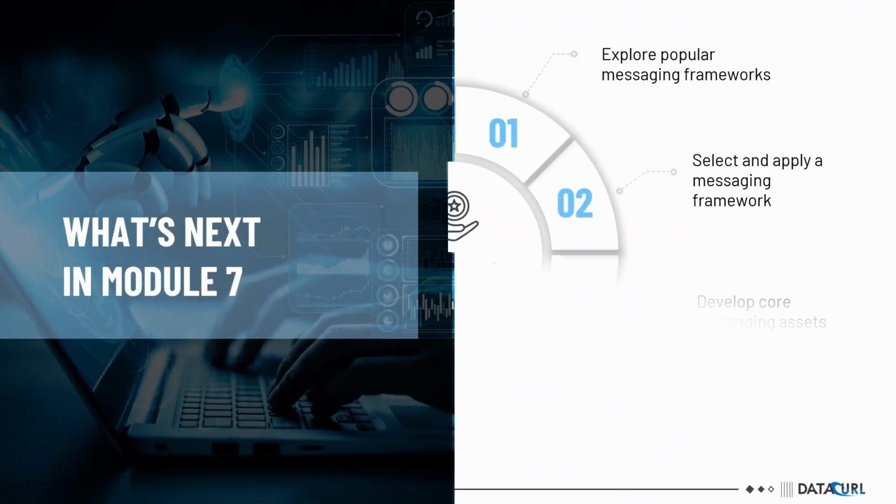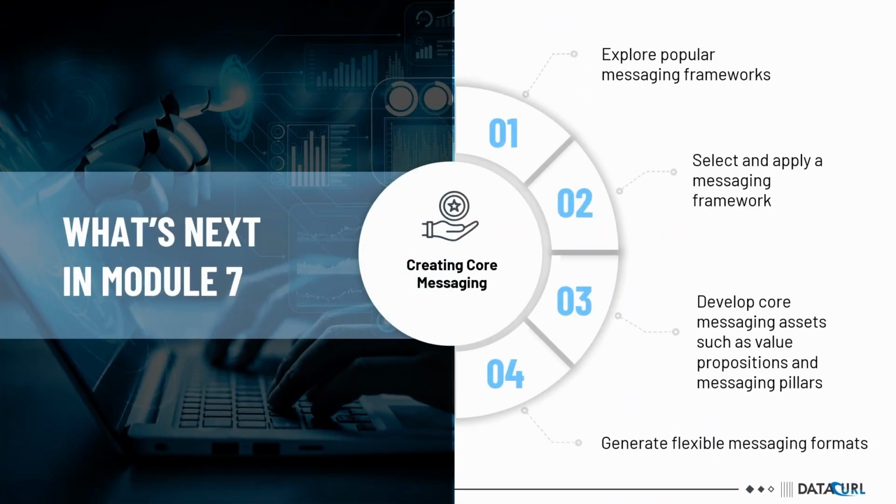So that's your Module 6, building your own AI assistant and doing some basic work with it. In the next module, we're going to work with messaging and create some core messaging pillars that we can then use to drive further copy, messaging, and content procedures.